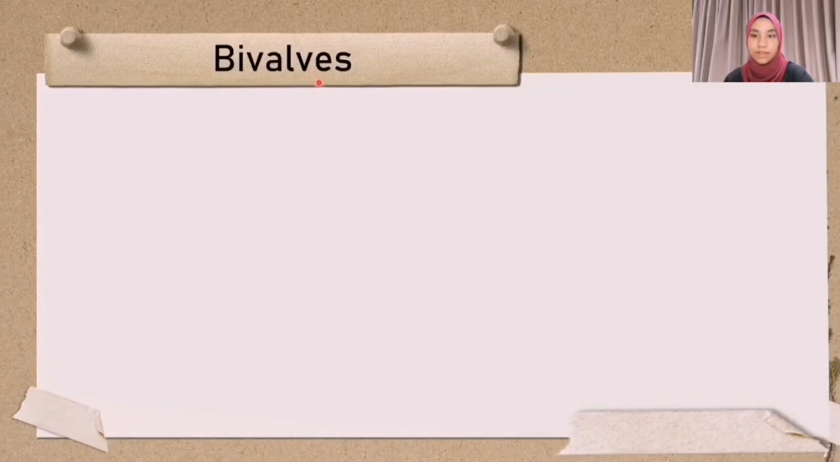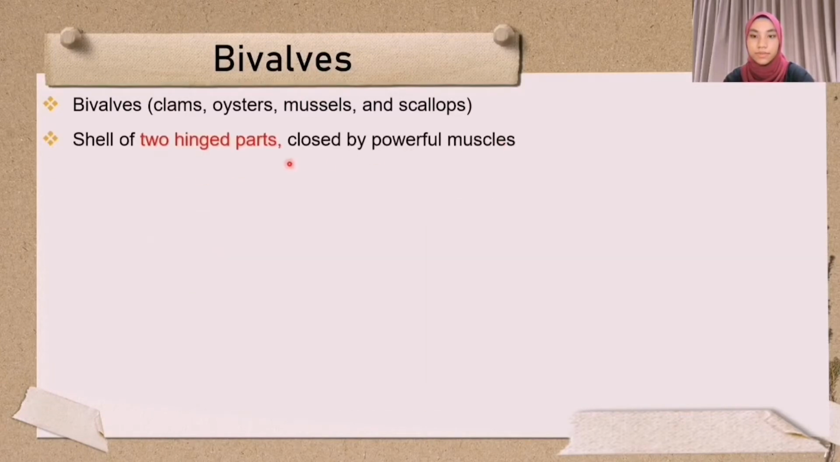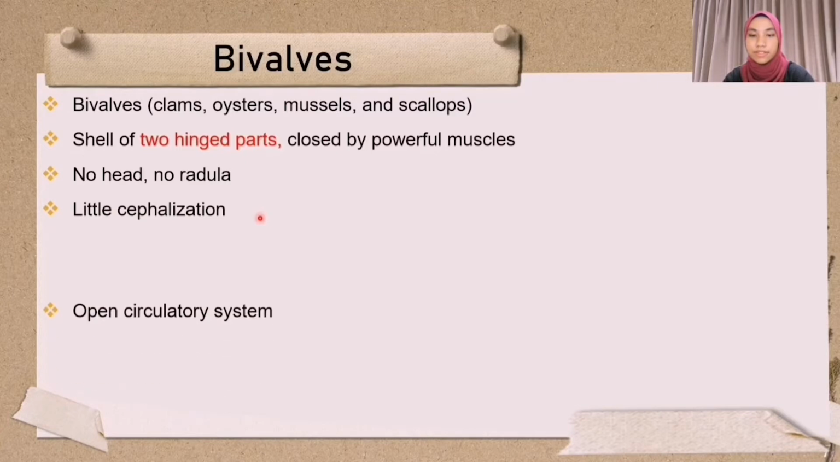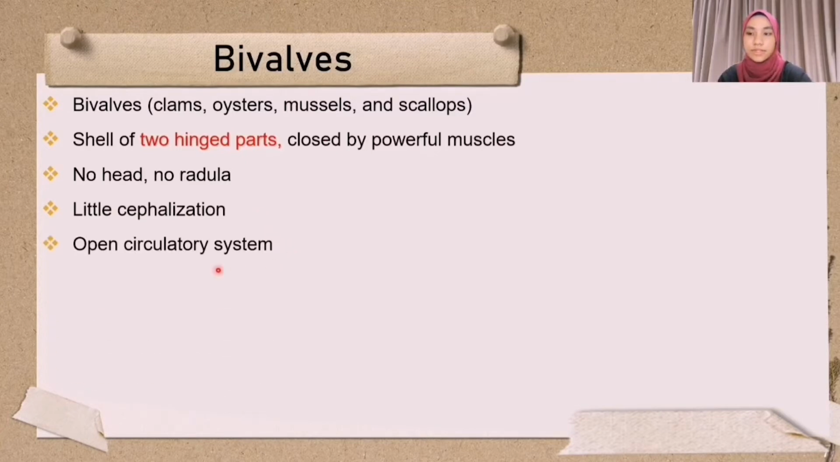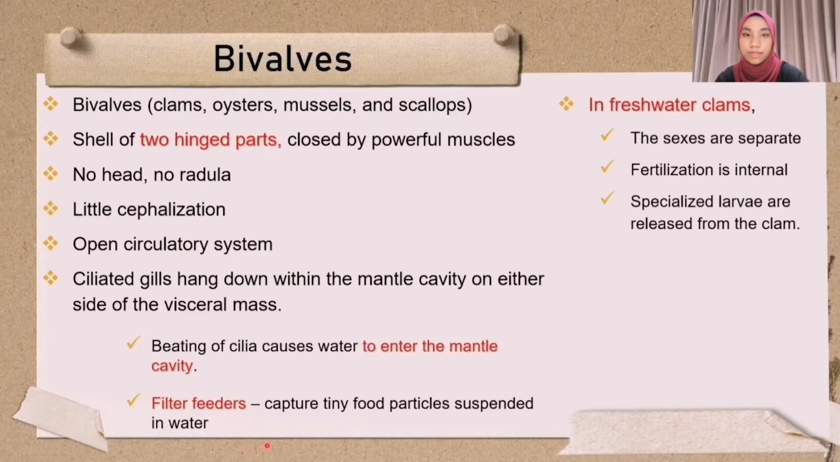Now we move on to bivalves. Clams, oysters, mussels, and scallops are all bivalves, with two parts of shell that are hinged and closed by one or two powerful muscles. Bivalves have no head, no radula, and very little cephalization. The circulatory system is open. The ciliated gills hang down on either side of the visceral mass. The beating of cilia causes water to enter the mantle cavity. The gill is a filter which captures tiny food particles suspended in water.